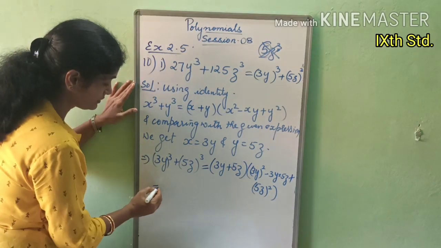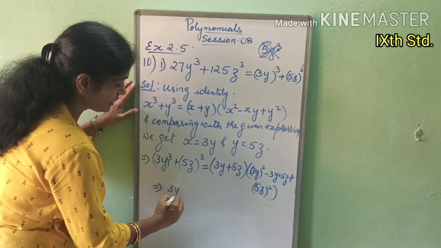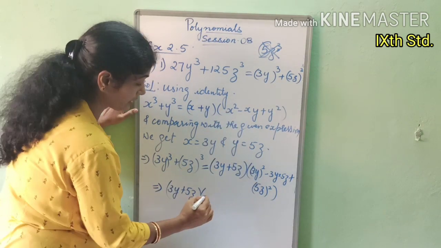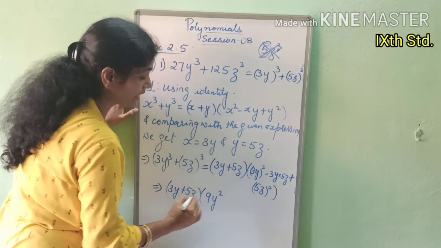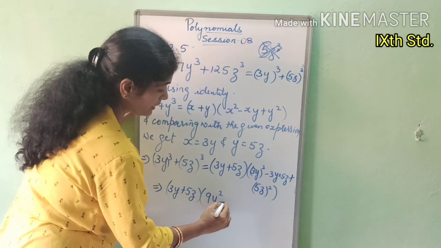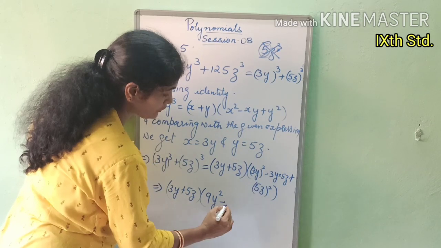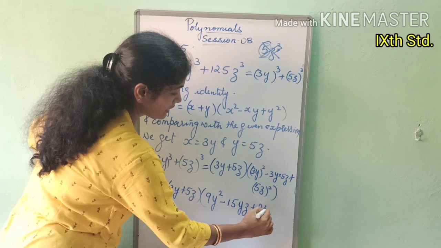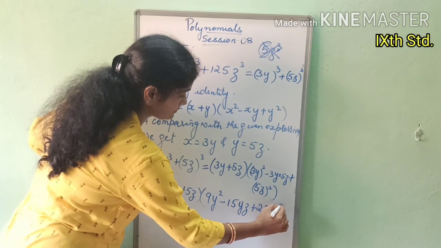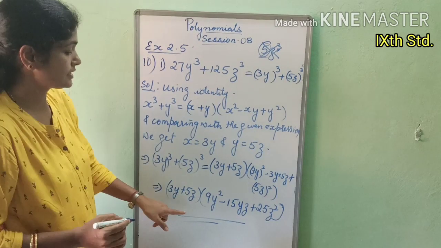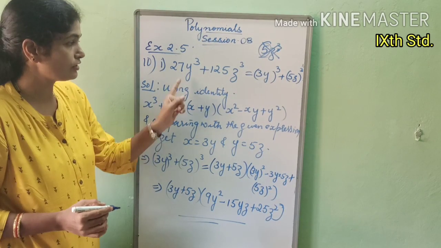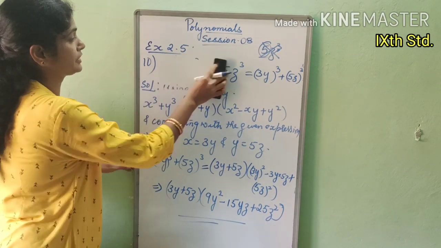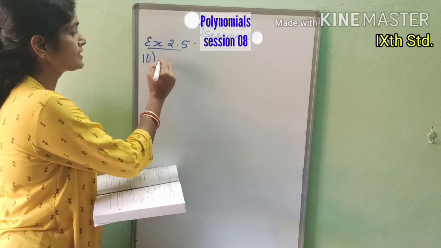Further, this implies it is 3y plus 5z into 3y whole square, which is nothing but 9y square, minus 3 into 5, 15yz, plus 25z square. These are the factors of the given expression. Okay. Now the last bit of the 10th question, moving on to the second part.